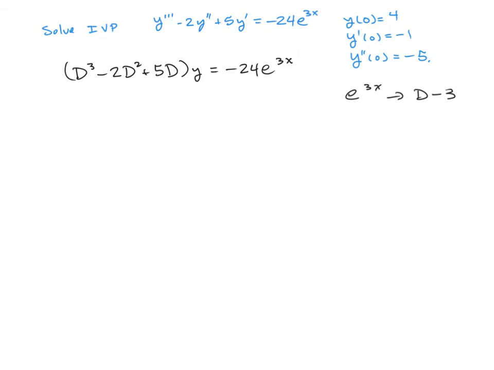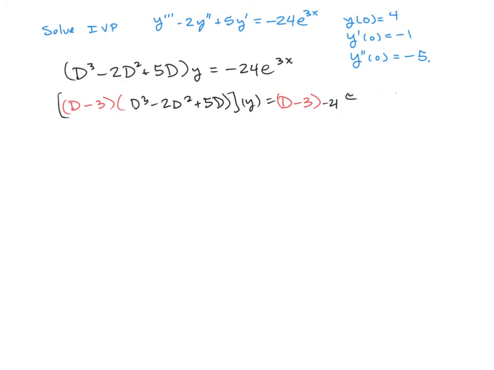So therefore, we now apply this to both sides of the differential equation. And I'm going to write that in red. So we've got d minus 3 being applied to d cubed minus 2d squared plus 5d. And again, this is all being applied to the function y. And then we're applying that same d minus 3 to the function negative 24 e to the 3x. And again, we're taking d minus 3 to annihilate the e to the 3x.